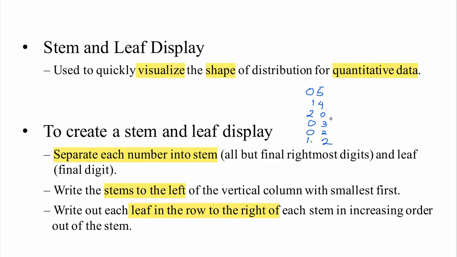Now all my single-digit numbers are double-digit numbers. The next thing I'm going to do is create a line to separate the two digits. On the left, I have my stems. On the right, I have my leaves.